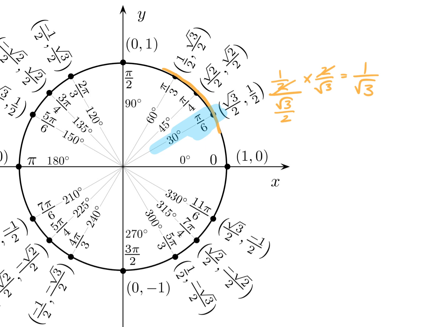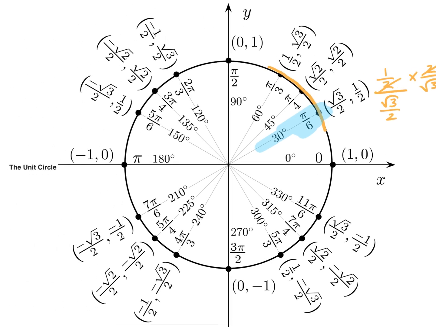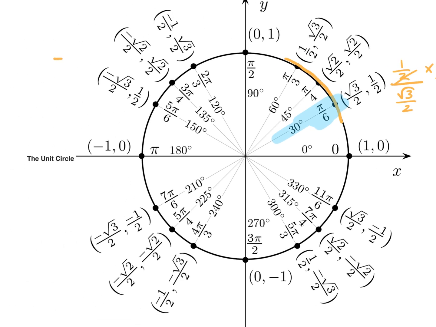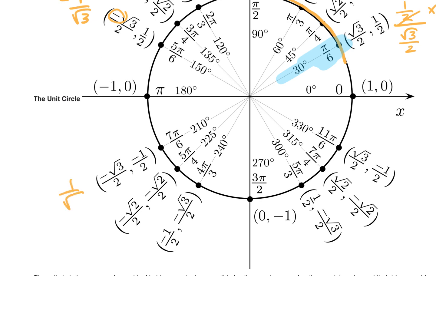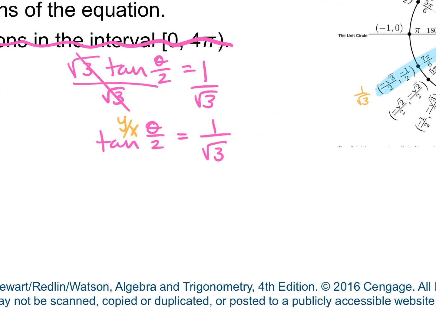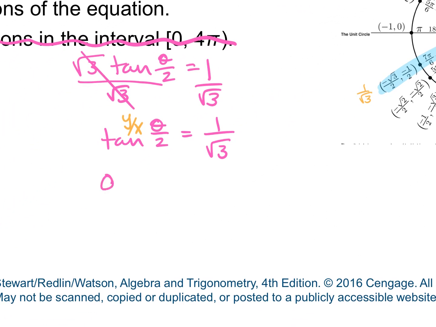Where else would we have 1 over square root 3? Be careful because 5 pi over 6 would be negative 1 over square root 3 because it's a negative divided by a positive. The other one would be 7 pi over 6. This would give us positive 1 over square root 3. So its pair is always going to be the one that's opposite of it. So we have pi over 6. So theta over 2 is equal to pi over 6, and theta over 2 is equal to 7 pi over 6.